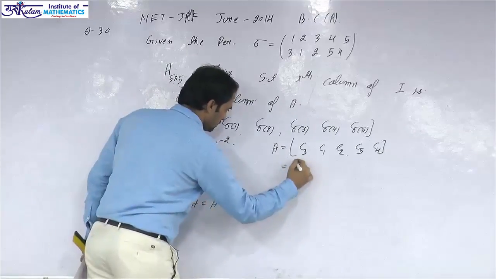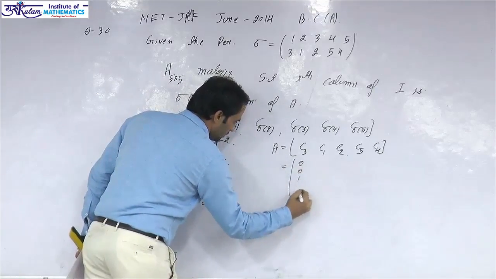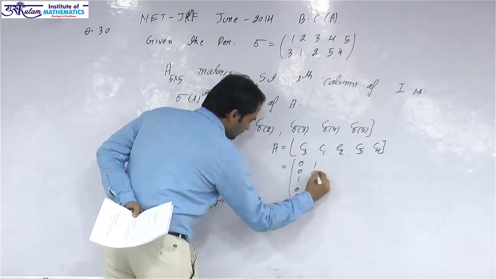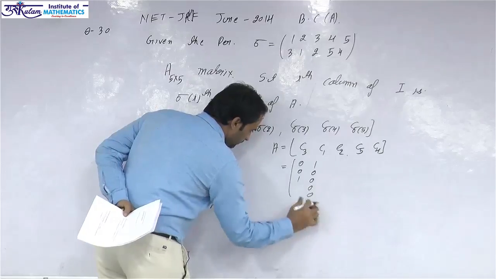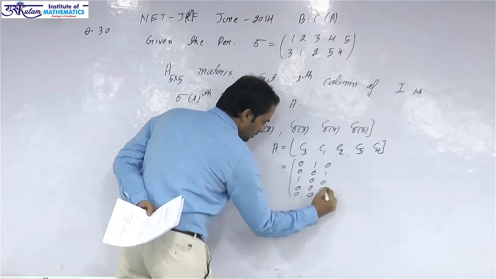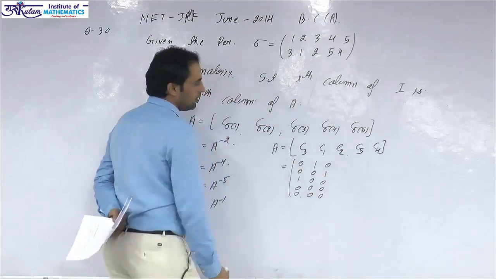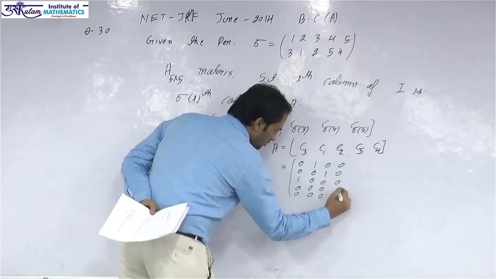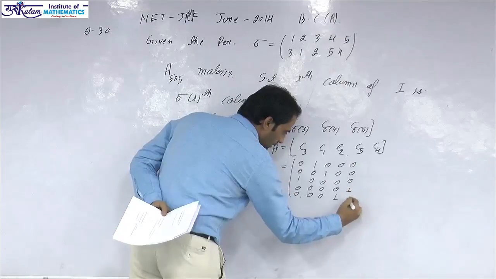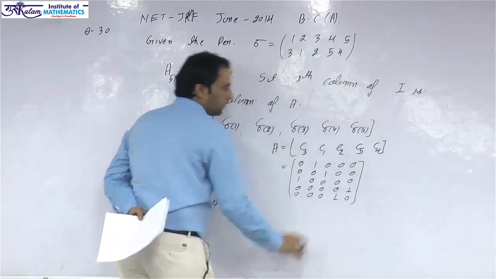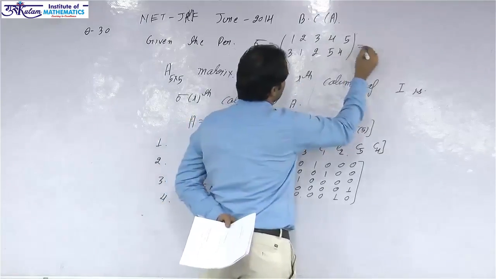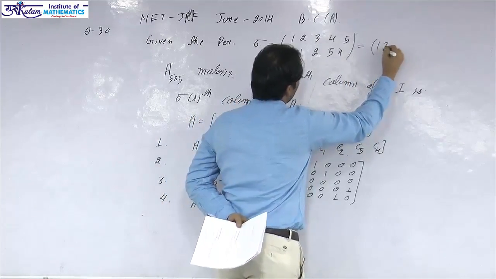You can write it down in this way: 0 0 1 0 0, so the third column of the identity matrix; then 1 0 0 0 0, the first column of the identity matrix; then 0 1 0 0 0, the second column of the identity; then 0 0 0 0 1, the fifth column of the identity matrix; 0 0 0 1 0, the fourth column of the identity. So this is A.